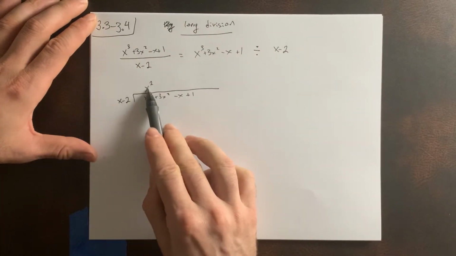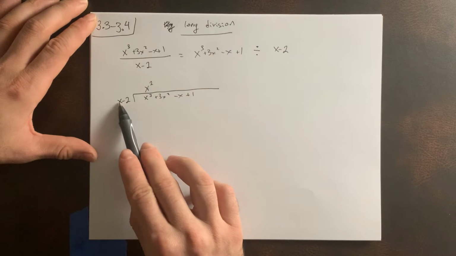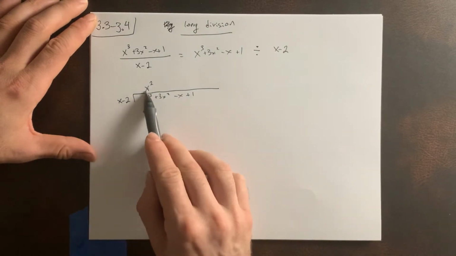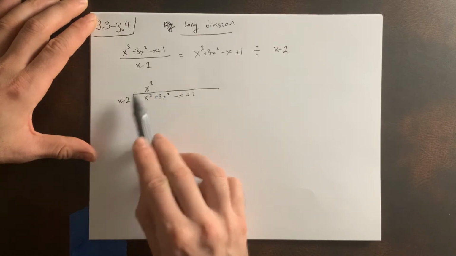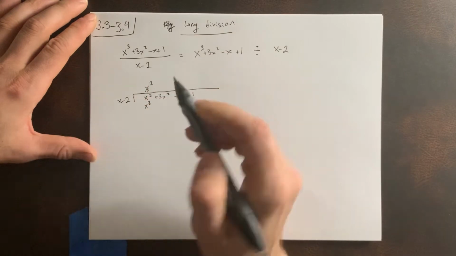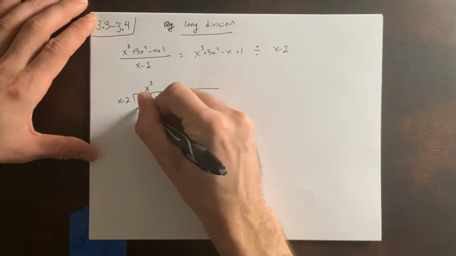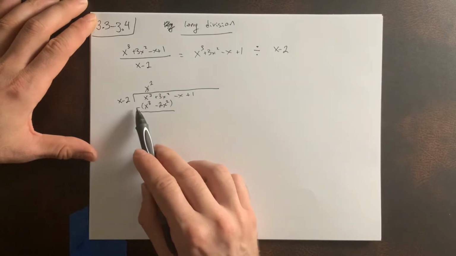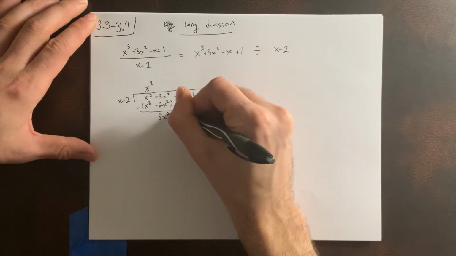So x squared times x is x cubed. Once we do that step, we take this number up here and multiply it by both of these and put them underneath. x squared times x is x cubed. x squared times minus 2 is minus 2x squared. We put this in parentheses, put a minus sign, and subtract these two things. So that minus that is 0. 3x squared minus a negative 2x squared is 5x squared. And then we bring down the next piece.